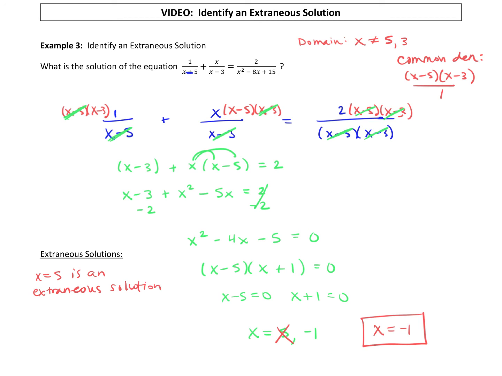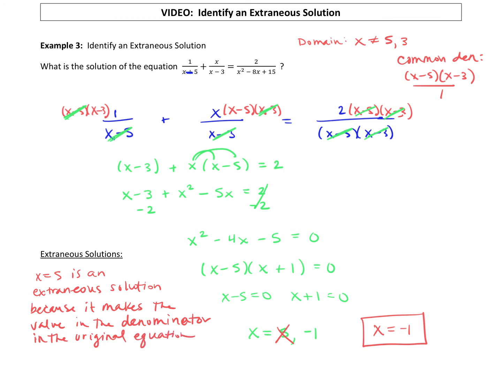because it makes the value of the denominator in the original equation equal to 0. And we can't have that, so x equals 5 is this extra solution that actually is not a true solution to our rational equation.